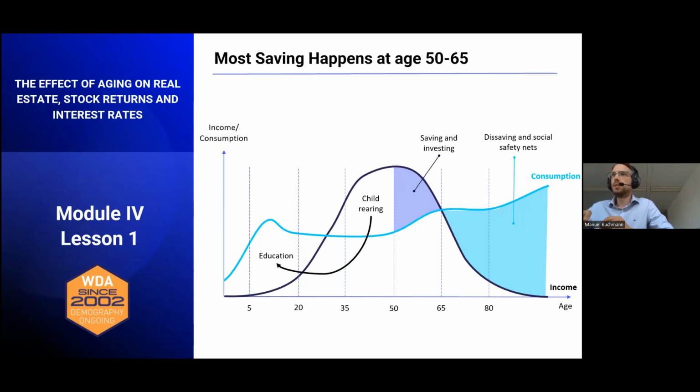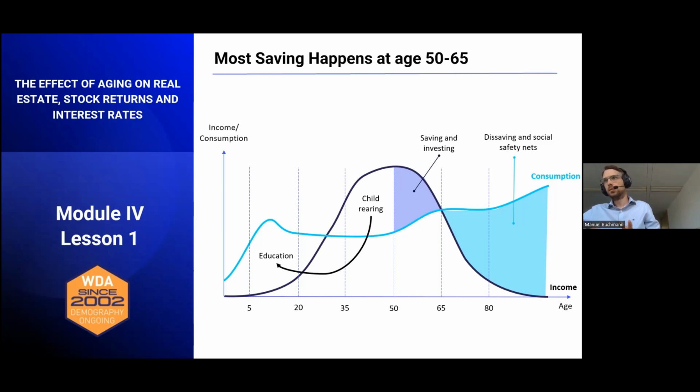So what we see here at this age, 50 to 65, is a lot of saving and a lot of investing. This is also the age where retirement is on the horizon, where retirement is something very real that is coming very soon, something to prepare for. So people in this age have a lot of incentives to save a lot of their income. As I mentioned before, consumption also increases, but income is still much higher than consumption.